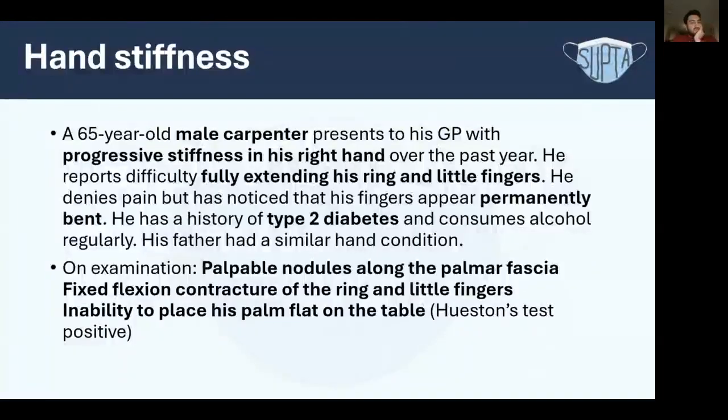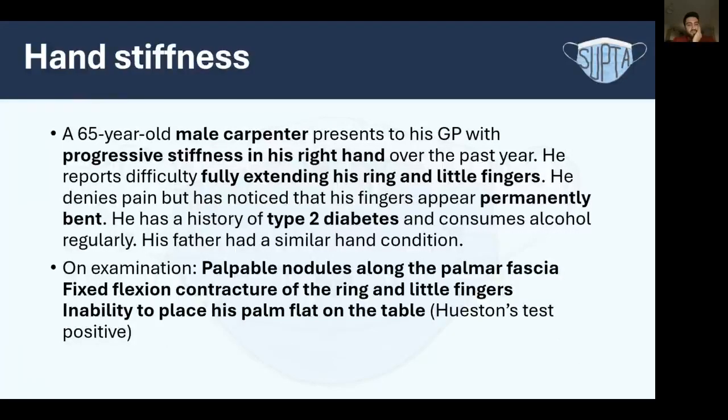Yeah, we have another question on hand stiffness. So a 65-year-old male carpenter presents to his GP with progressive stiffness in the right hand over the past year. He reports difficulty fully extending his ring and little finger. He denies pain but has noticed that his fingers appear permanently bent. He has a history of type 2 diabetes, consumes alcohol regularly.